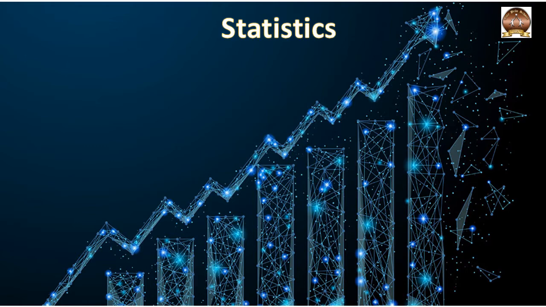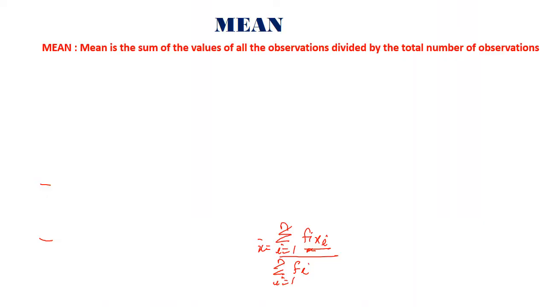We have also learned to find the measures of central tendency, mean, median and mode, for ungrouped data. In 10th standard, we will learn to find mean, median and mode for grouped data. Now we know that there are three measures of central tendency. Let's start with the mean.